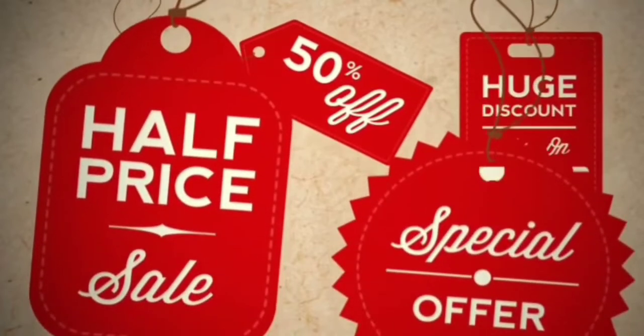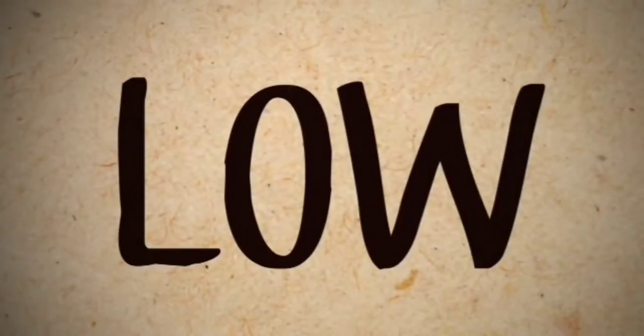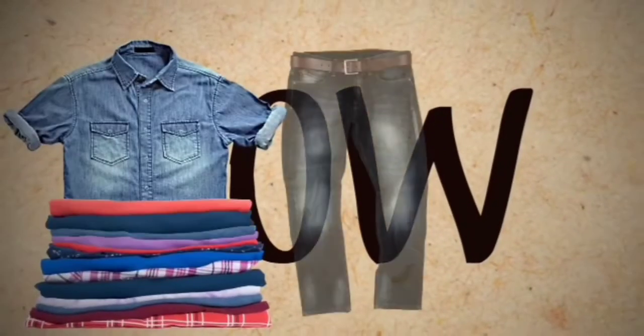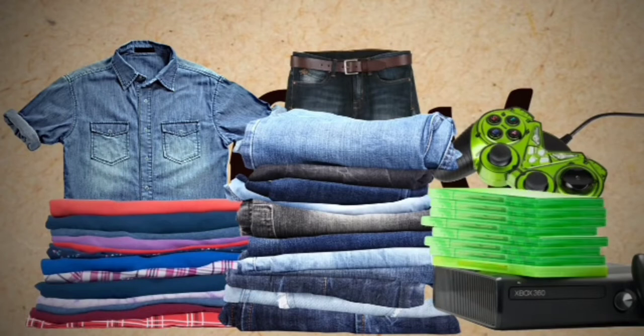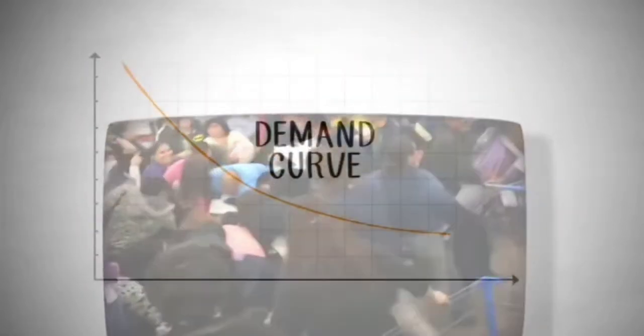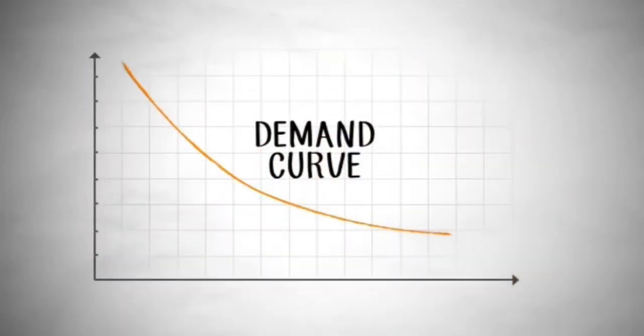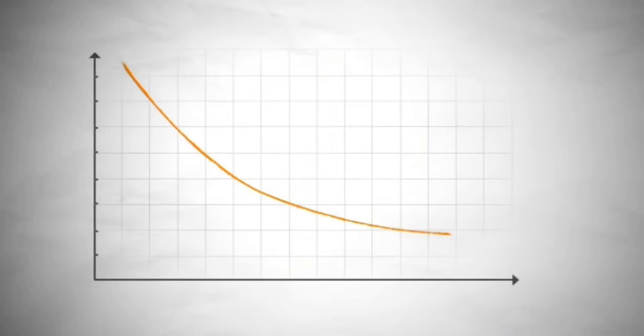What happens when there's a big sale? Well, at a lower price, people buy more. More shirts, more pants, more video games, and they do stuff like this. This is what happens on Black Friday when retailers lower their prices to get people to buy stuff for Christmas. The demand curve illustrates the intuition for why people go nuts on Black Friday.